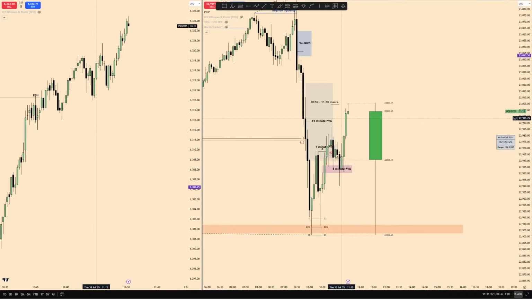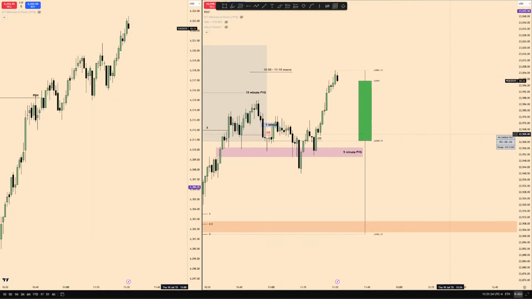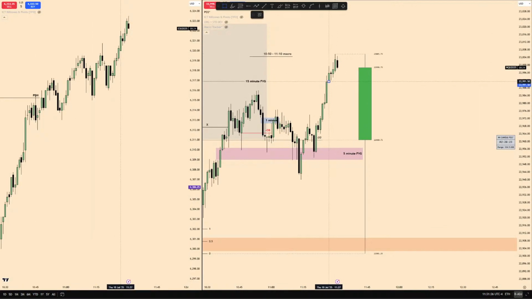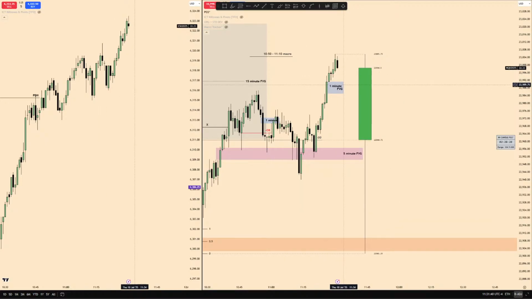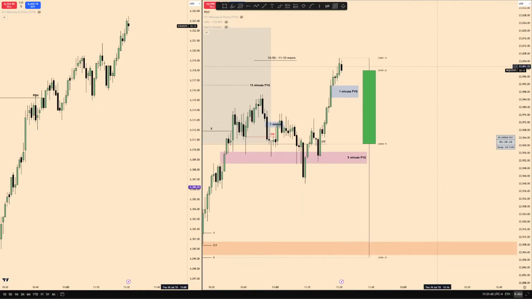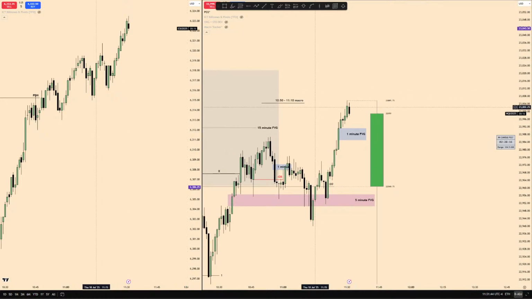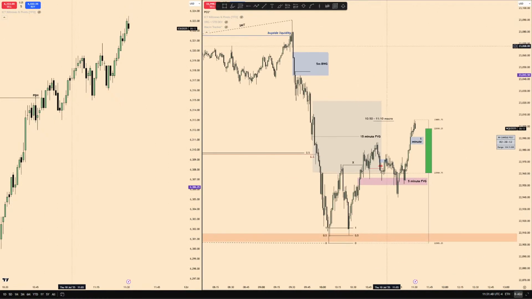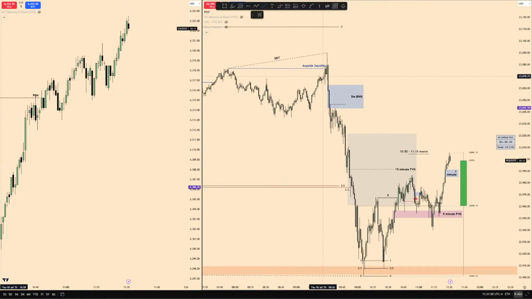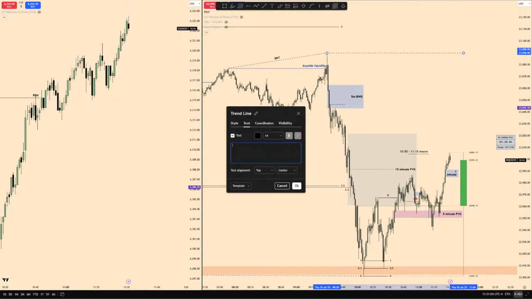I like how we've closed above the consequent encroachment of that 15-minute. Probably get a retracement into the 1-minute gap, and then it could definitely go right up from there. And I think NQ would want to be running to that 9:30 buy side. We also inversed that 1-minute gap from 9:52.